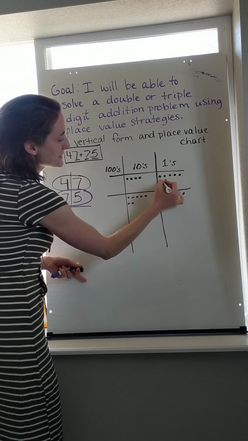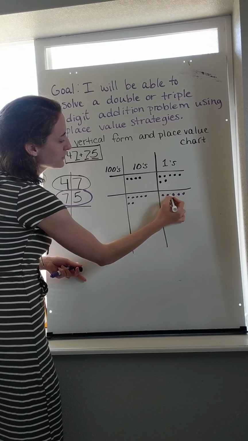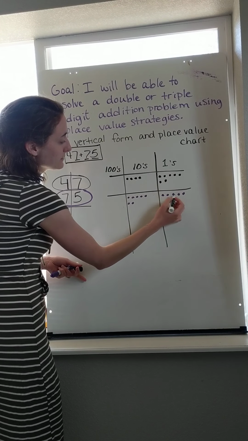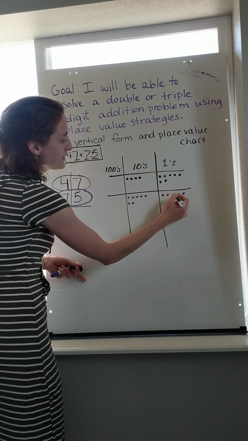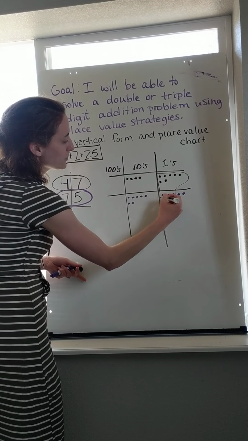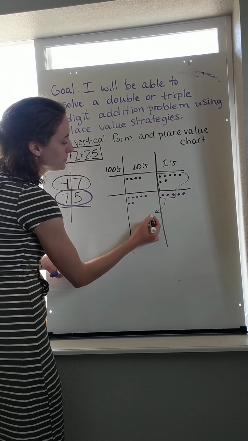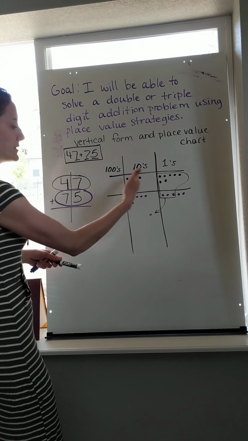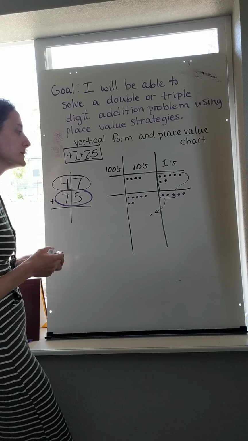Okay, so I'm going 7, and I need 3 more to make 10 with my 7. So 7, 8, 9, 10. I'm going to circle those and regroup or bundle and create my new 10. I put my new 10 underneath my tens place.